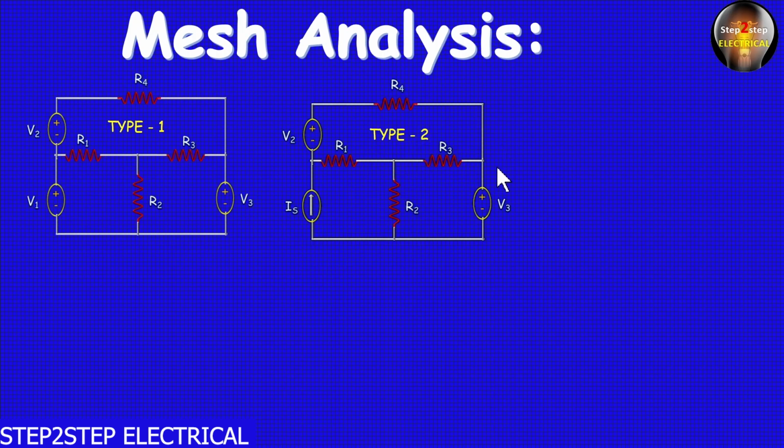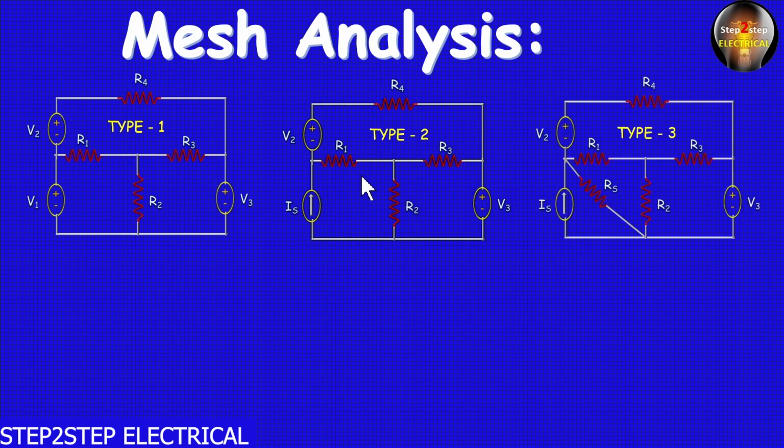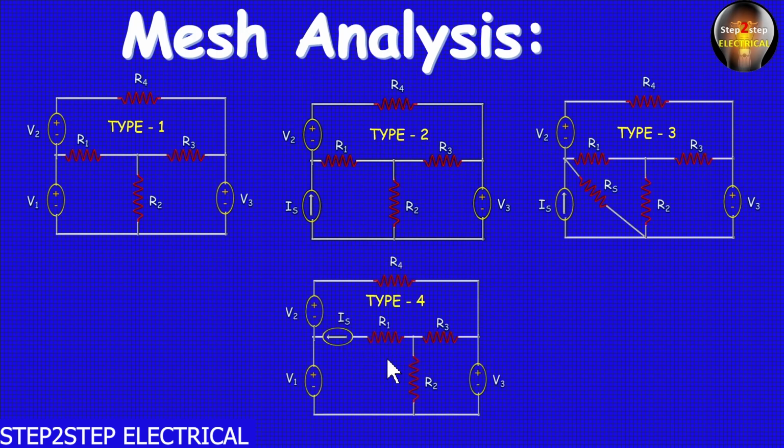The next type is type 3. In this type we see the same circuit as type 2, but there is a resistance in parallel with the current source. And the fourth type is this one, and in this type there is a current source lying between two loops. In the previous two figures the current sources lie on the circumference of the loop, but here in type 4 the current source lies between two loops. So this is type 4. The name of each type and the process to solve them we will discuss in the upcoming video. This is a general introduction video, so we will end our video right here.